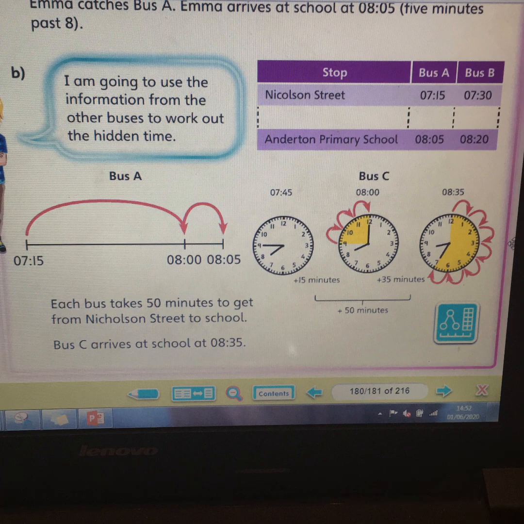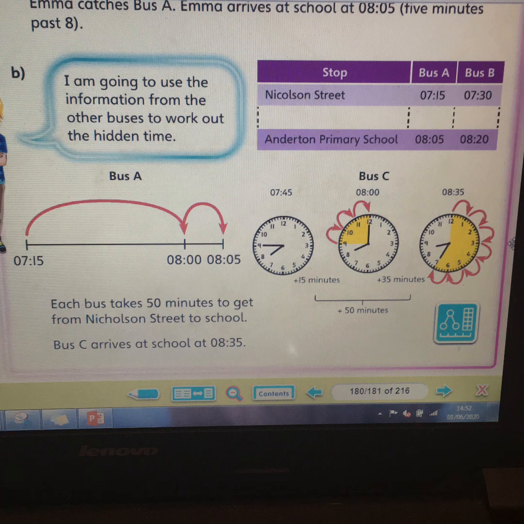If you know that bus A goes from Nicholson Street to Anderton Street, you can look at those times and work out how long it takes each bus to get to the school, because as it says in the question, we know they all take the same amount of time. So, bus A leaves at 7:15 and gets there at 8:05. So, if you look on the left where there is the number line. So, let's work out how long this bus takes then. Well, from 7:15 to 8 o'clock, we are adding on 45 minutes because that's 7:15.